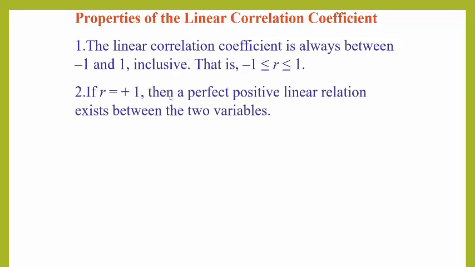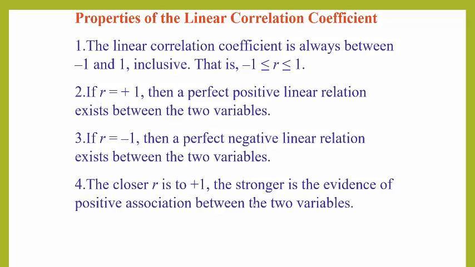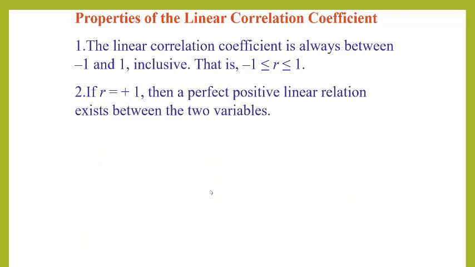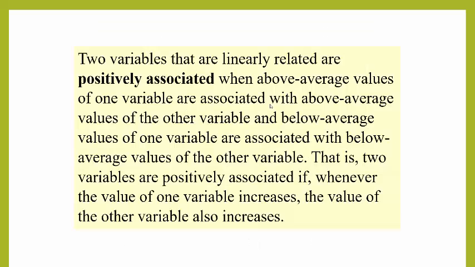All right, if r is equal to +1, there's a perfect positive linear relation between the two variables. That means it follows a perfect straight line going up. Similarly, if r is equal to -1, then there's a perfect negative linear relation between the two variables, so it goes straight down perfectly. The closer r is to +1, the stronger the evidence of positive association between the two variables. Similarly, the closer r is to -1, the stronger the evidence of negative association. So positive numbers, positive correlation, so let me go back. That means this. Values close to -1 mean this type of relationship.